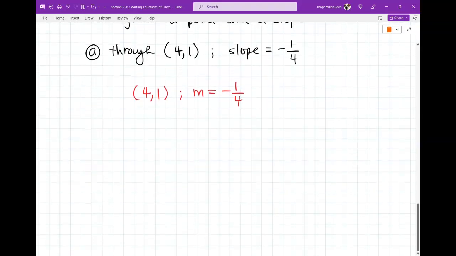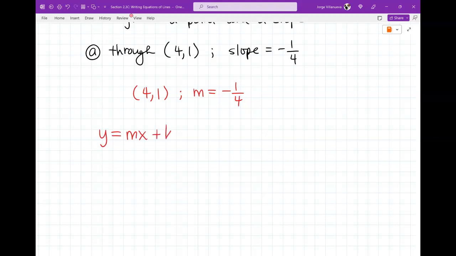Okay? So I've got to write y equals mx plus b, right? That's what I need. So y equals mx plus b. This is my goal. I can plug in my slope: negative 1/4 x plus b. But what am I missing? My b value, my y-intercept.